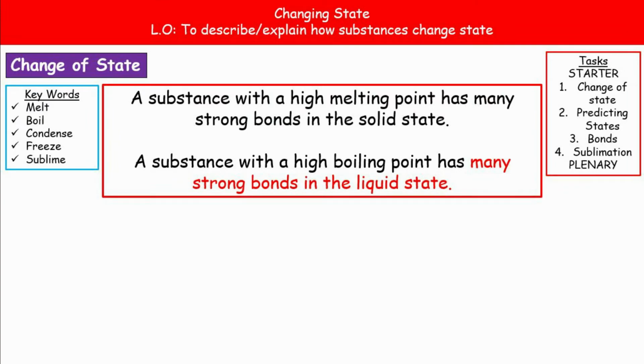Hopefully we finished off that sentence with some kind of wording to the effect of that a substance with a high boiling point has many strong bonds in its liquid state. Therefore, we're going to have to transfer a significant amount of energy from the surroundings to our substance in order to break all of those remaining bonds to convert it into a gas.